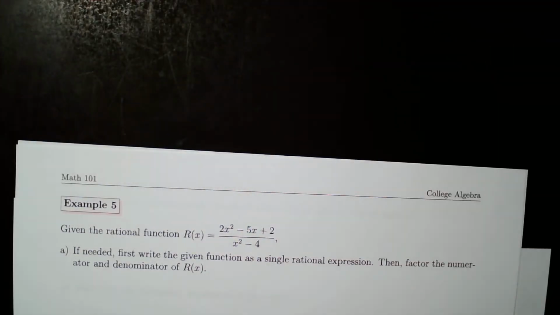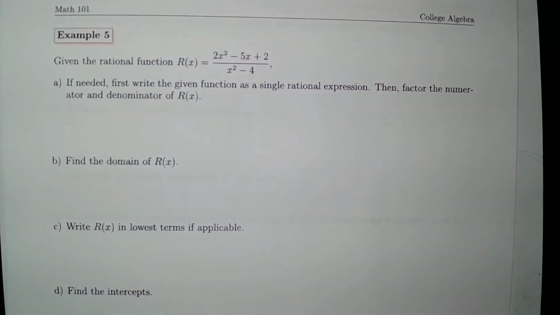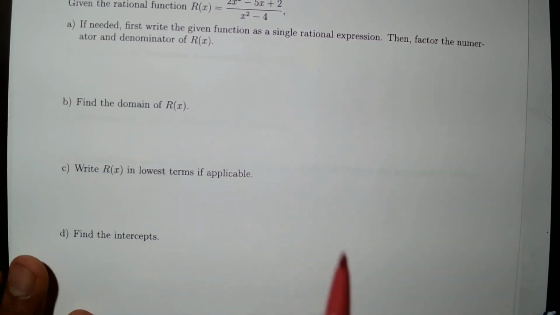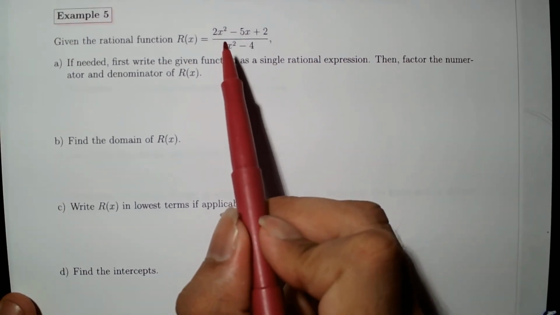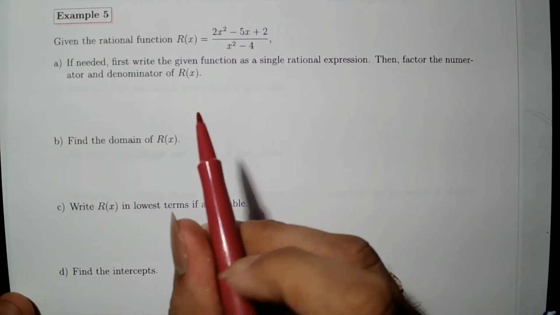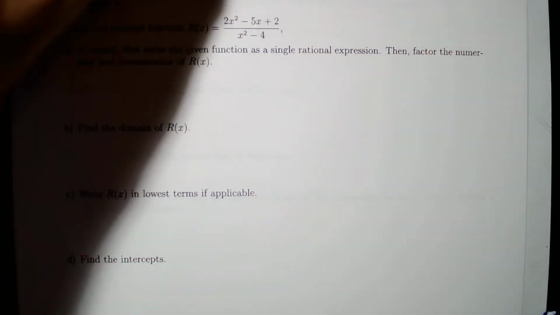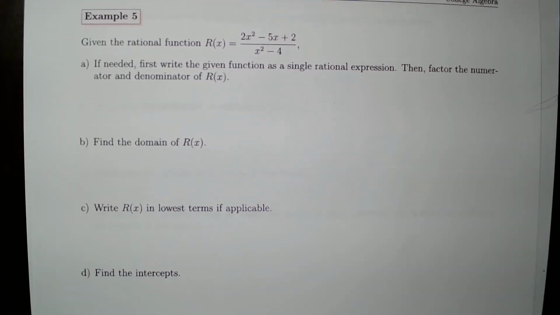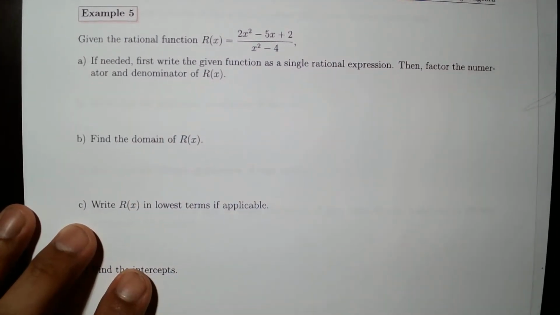Now let's look at another example. The next one, let's see. Let me just organize my pages here. 8, 9, 10. All right. So for the function 2x squared minus 5x plus 2 divided by x squared minus 4. If necessary, write it as a single fraction. Well, it's already a single fraction.